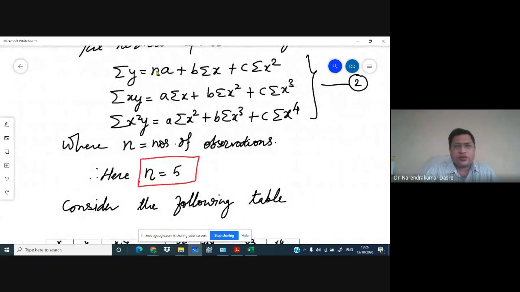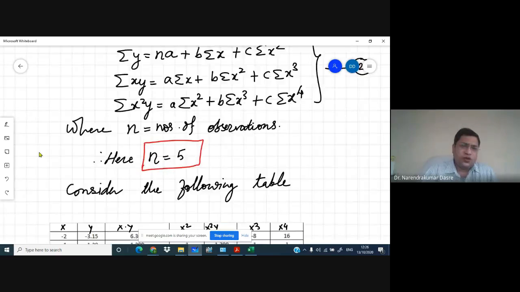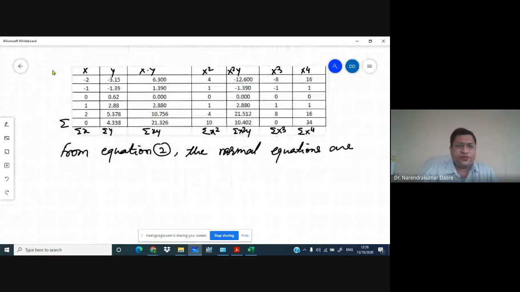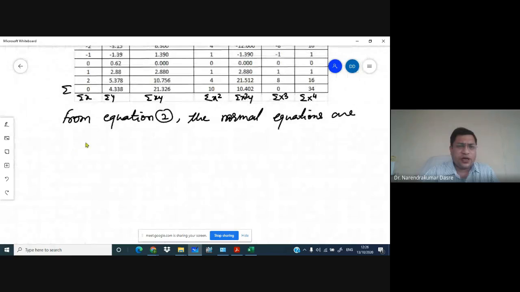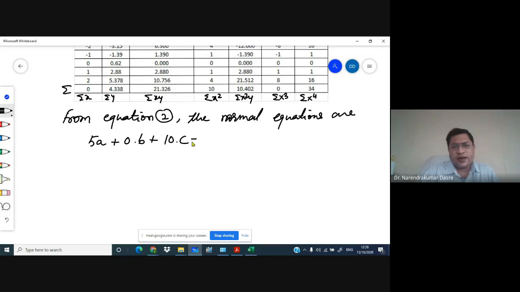Okay, so we have to start with na now. n is going to be 5. So what do we have? na, that's going to be 5 times a plus summation x times b plus summation x square times c, and this is equal to summation y.